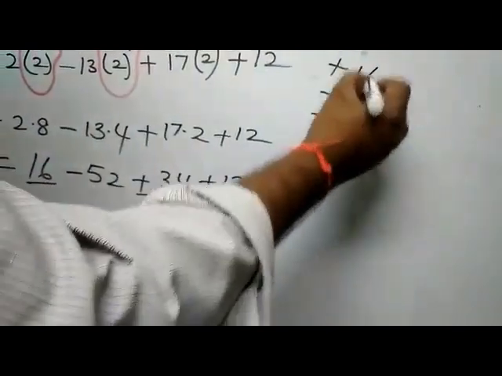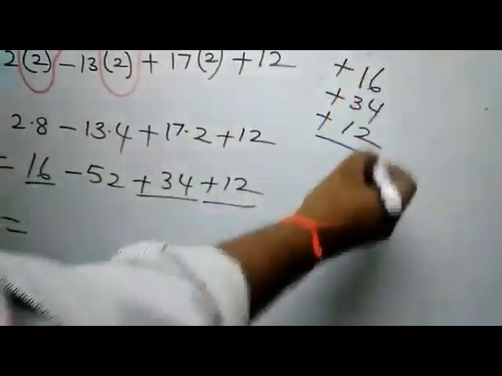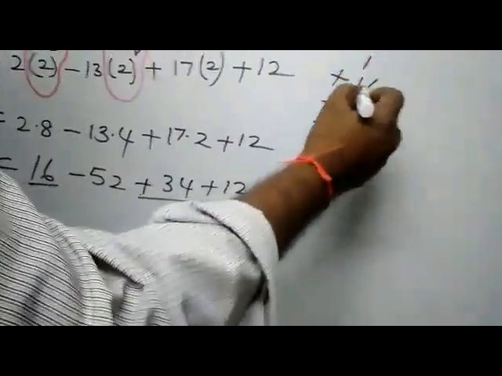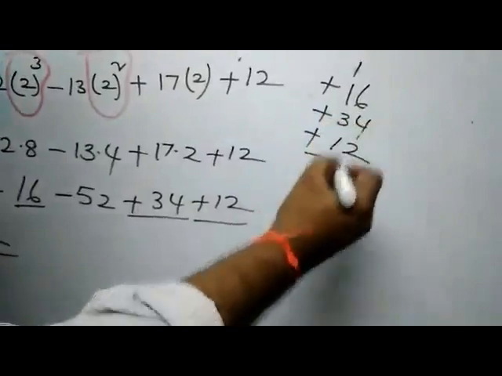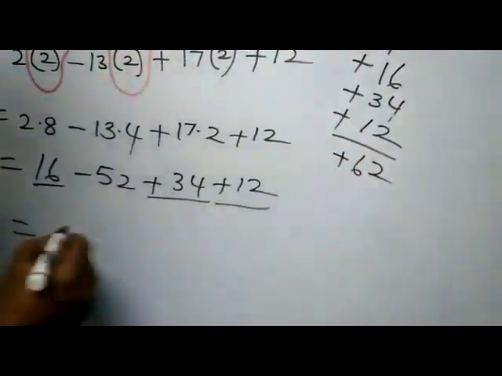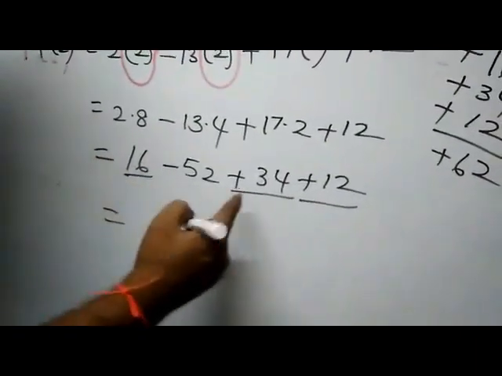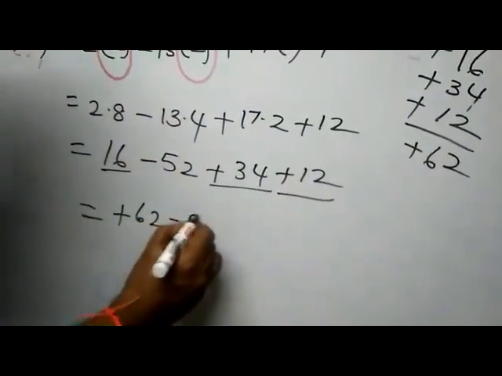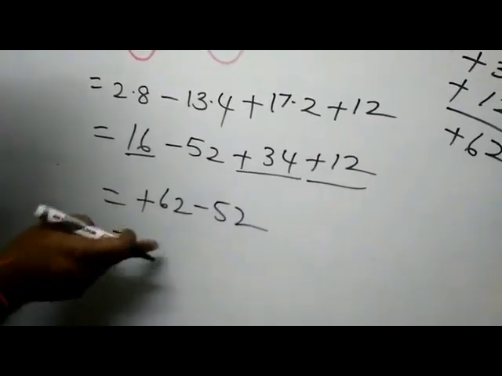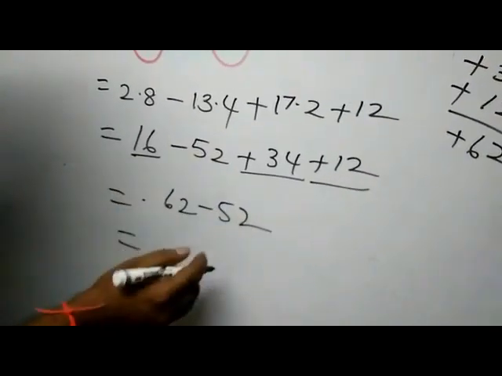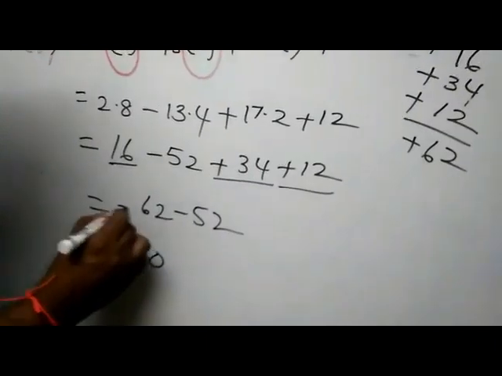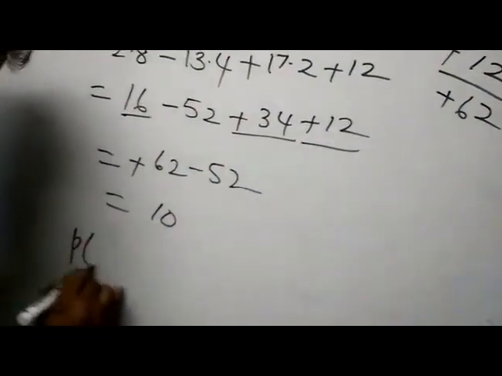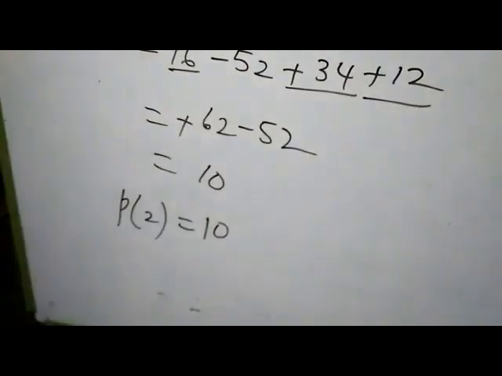All are the same signs, that's why we can add. 6 plus 4 is 10, 10 plus 2 is 12, so plus 62. Adding plus 16, plus 34, plus 12, we get plus 62 and minus 52. What is the answer for 62 minus 52? 10. Therefore, P of 2 is equal to 10.